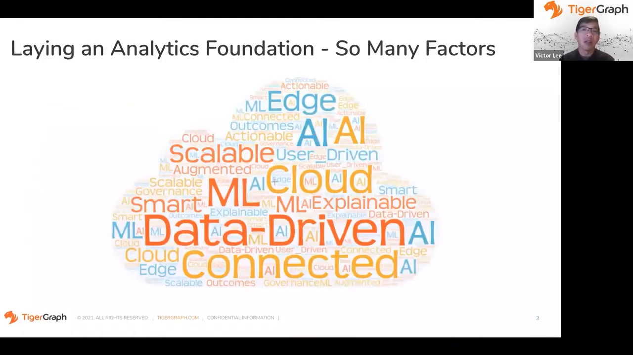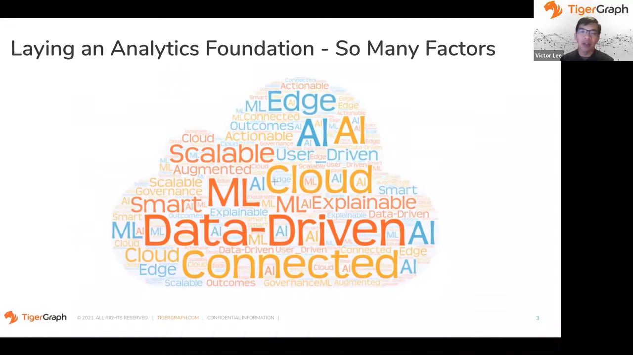So today you have so many considerations for trying to set up your analytics foundation for the future. How do you decide among them? You hear AI and machine learning for the analytics, of course. You say it's got to be in the cloud, it's got to be scalable, it's got to be explainable. And some people are saying it should be data-driven or outcome-driven and or user-driven. So which of these matters?